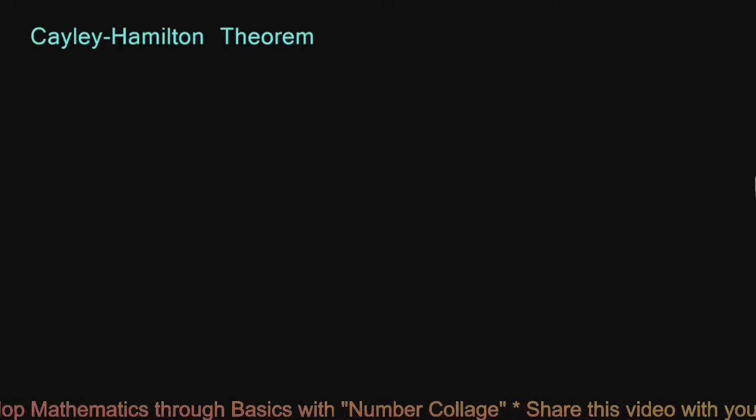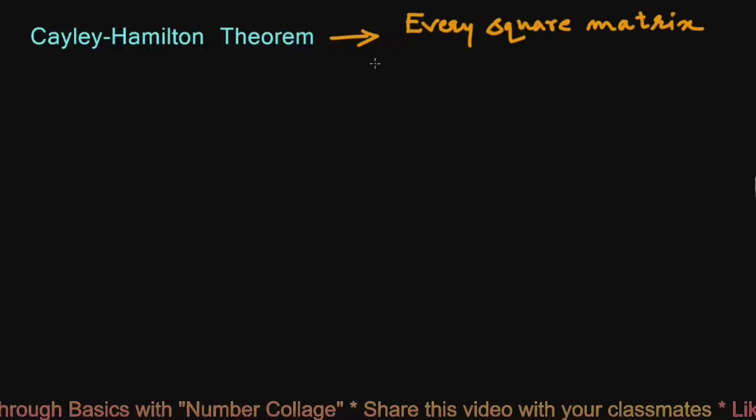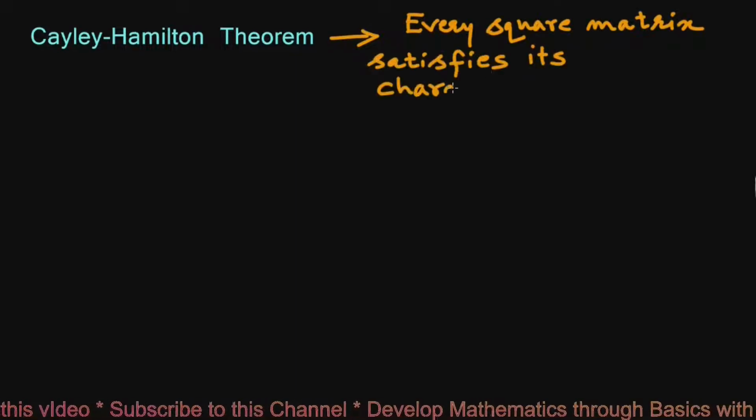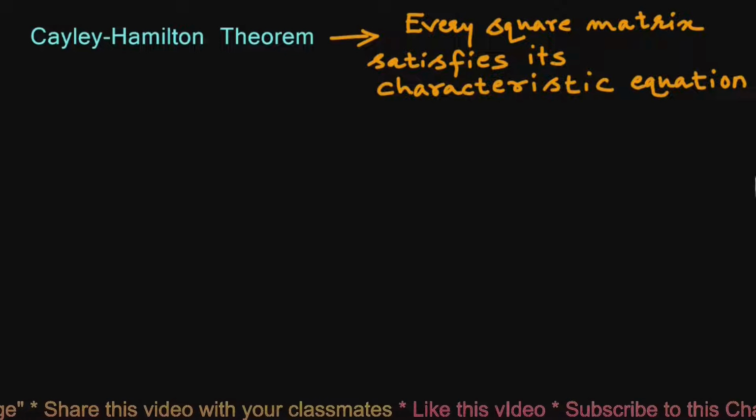In this video, we will study Cayley Hamilton Theorem. The theorem states that every square matrix satisfies its characteristic equation. To understand this theorem, let us solve one example.